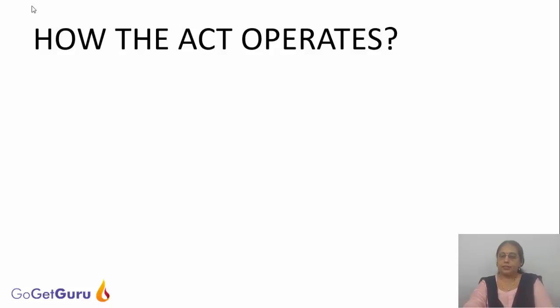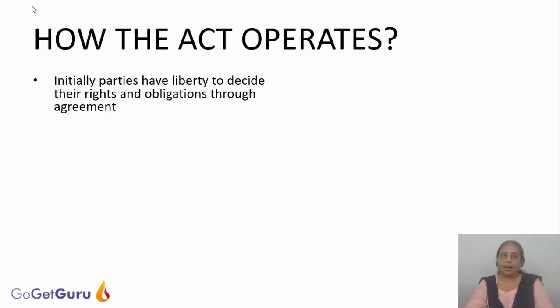Now, how does the Act operate? How can one say that I have entered into a contract, and how does the respective contract act apply to them? Initially, parties have the liberty to decide how they will operate the respective contract, how they will carry out their part of the agreement and obligations. This is left totally to their respective business terms, business skill, and their total will, provided all the things are legal, nothing is illegal.